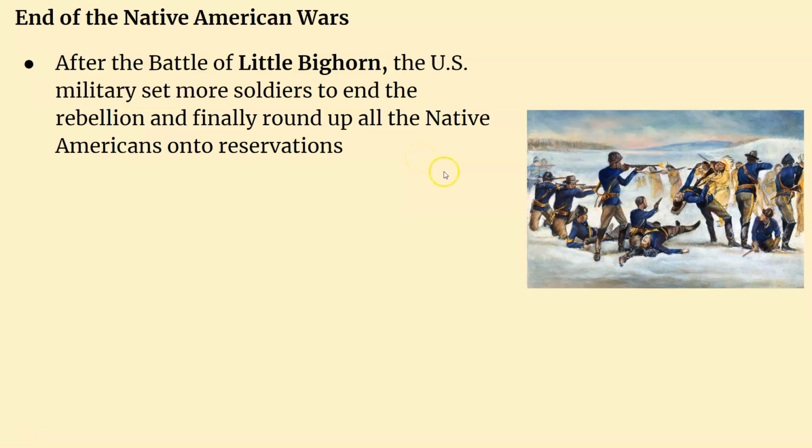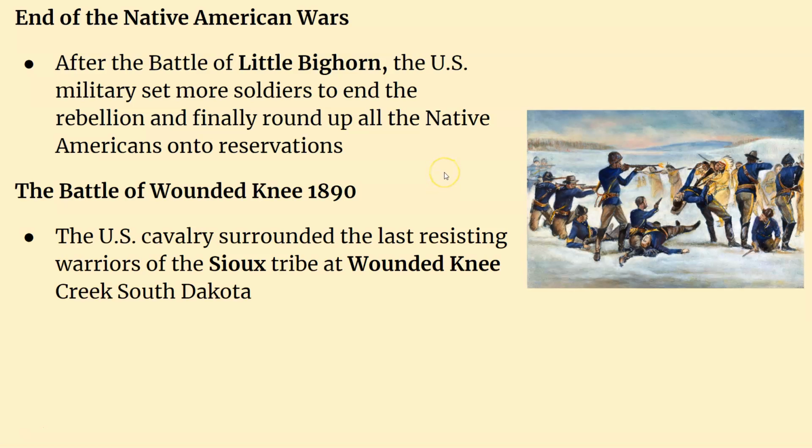After the Battle of Little Bighorn, the United States made a really strong effort to defeat all Native American resistance and force them onto the reservations. So towards the end of the Native American Wars, you have the Battle of Wounded Knee. This is when the U.S. cavalry surrounded the last resisting warriors of the Sioux tribe at Wounded Knee Creek, South Dakota.